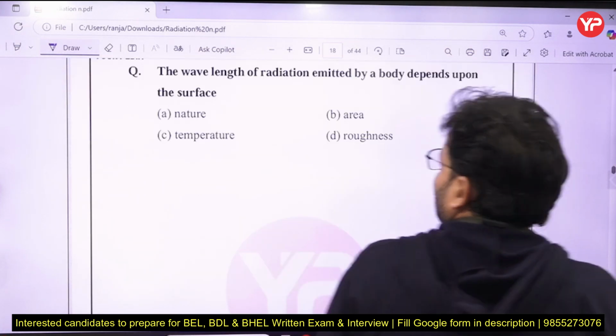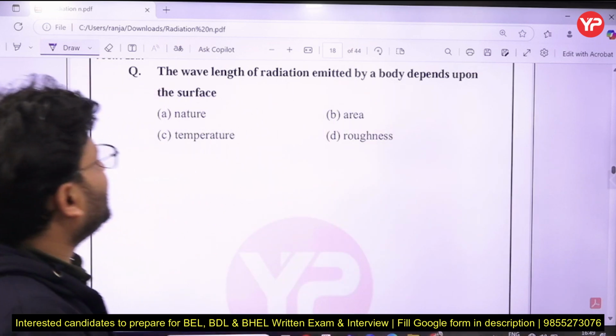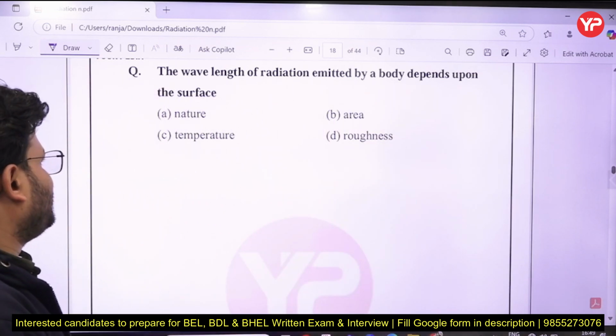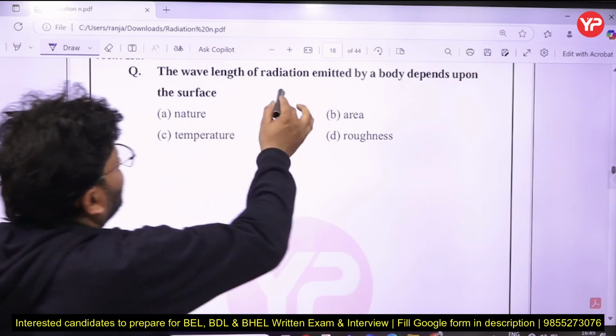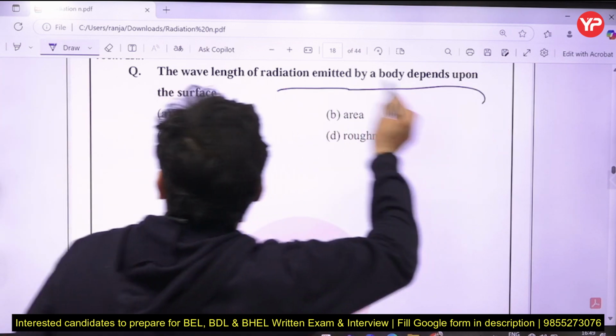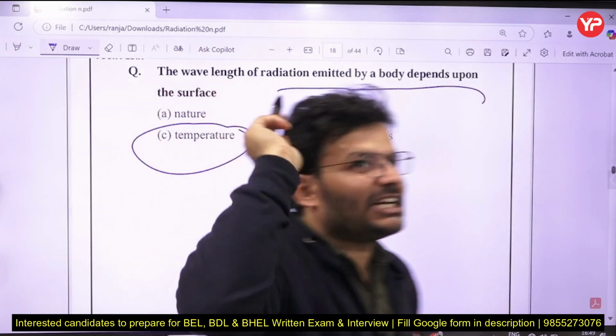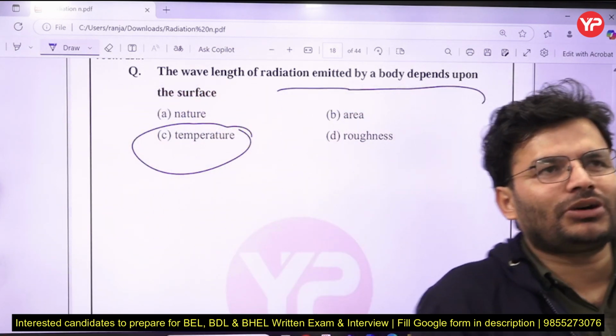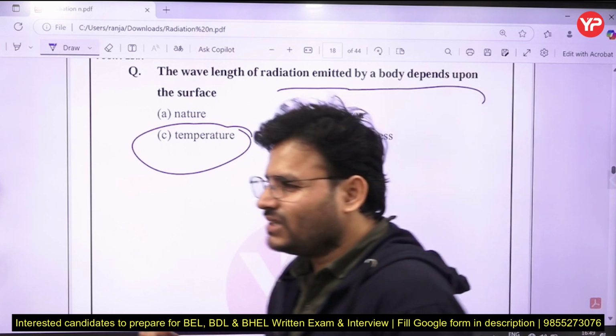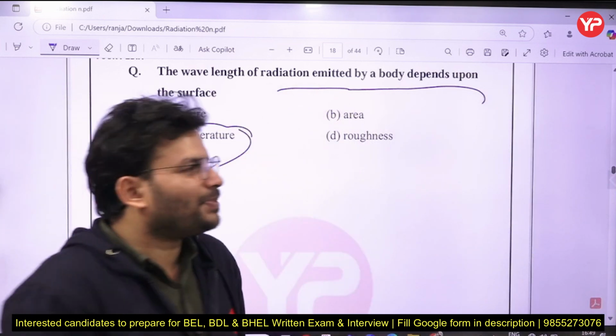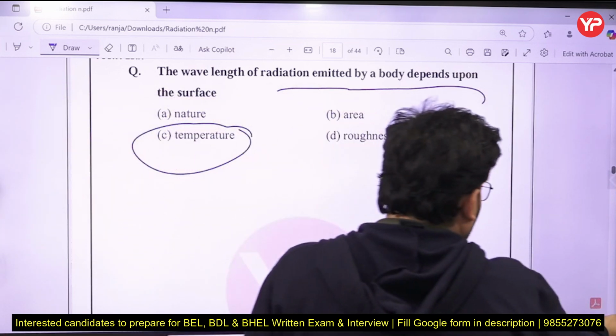Next question. The wavelength of radiation emitted by a body depends upon its surface, temperature, area, roughness or nature. So the wavelength of radiation emitted depends upon the temperature, right? The wavelength of the radiation emitted from the surface depends upon the temperature of that surface. So what can we say is the answer?